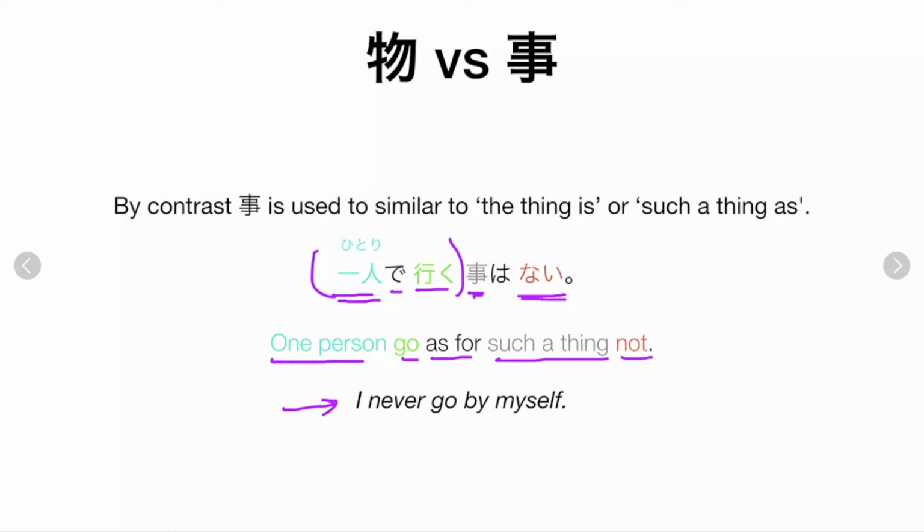So, koto, in this case, is used to encapsulate this idea, hitori de iku. It encapsulates it as this abstract thing and says, as for this idea of hitori de iku, and what does it say about that? It just says, nai. There's no such thing.